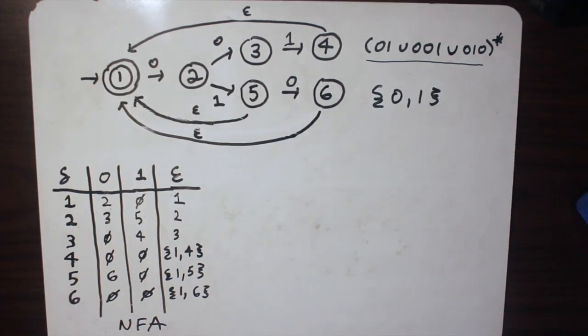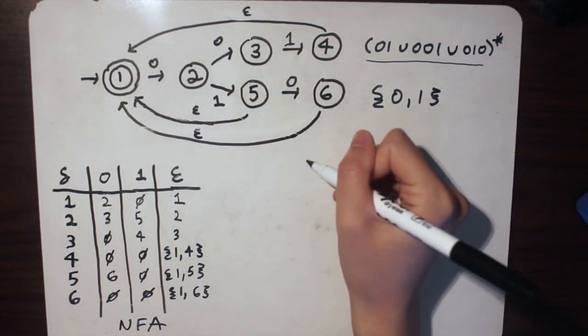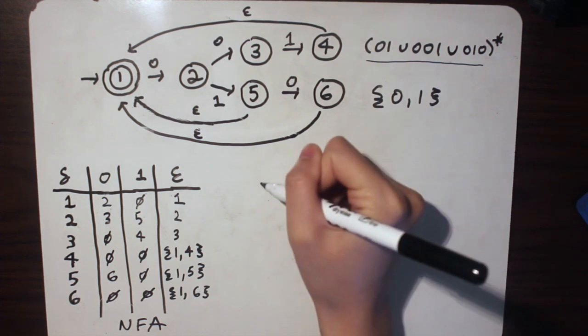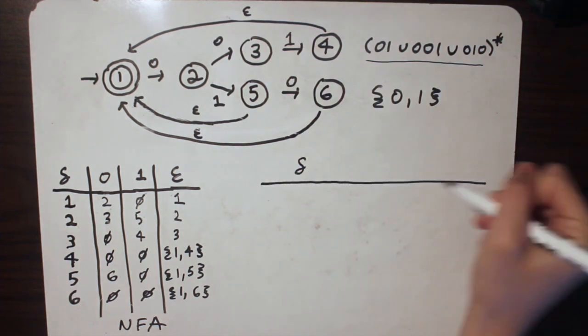Okay, so we're ready to fill out our DFA table, and for the most part I'm just going to be keeping the same columns that I had previously in our NFA table.